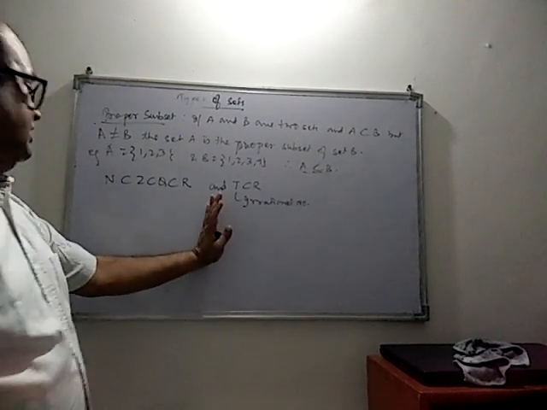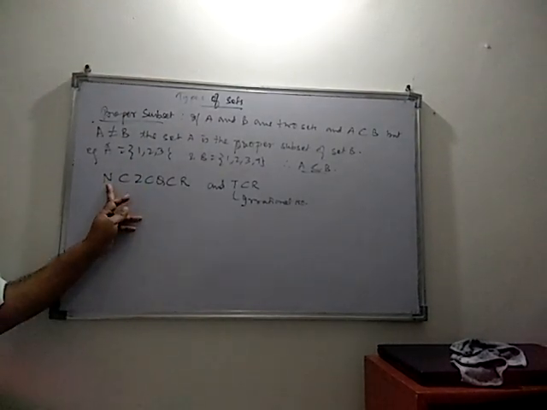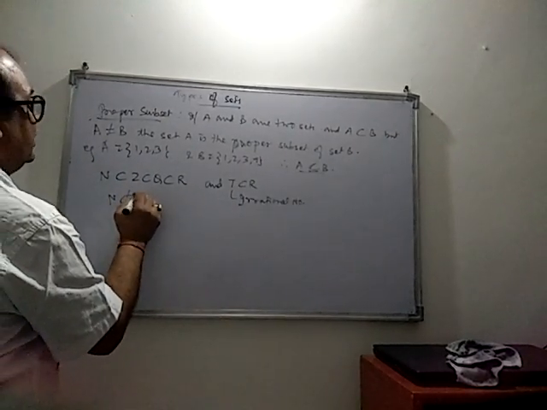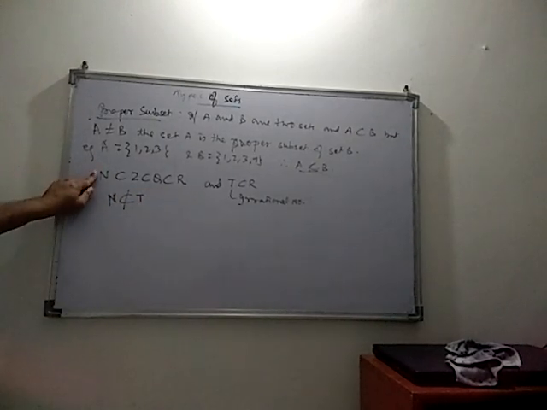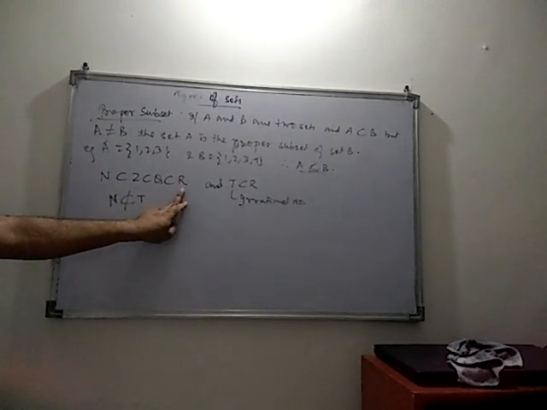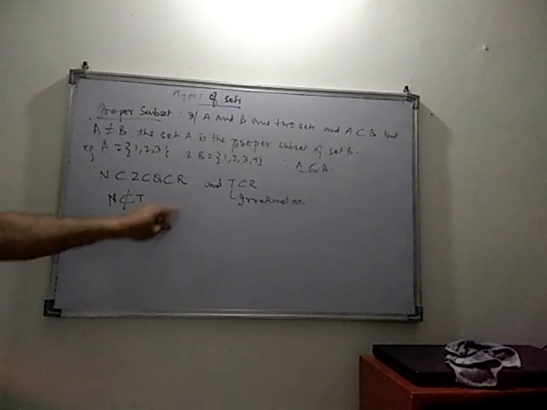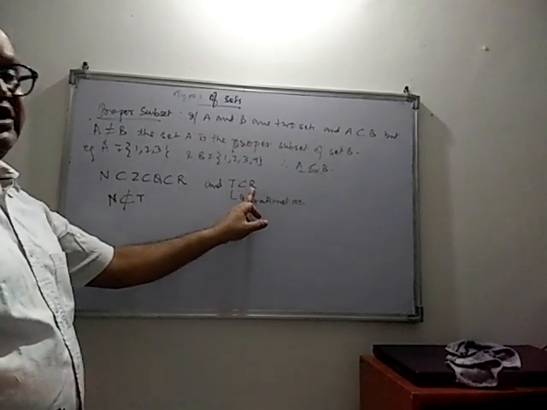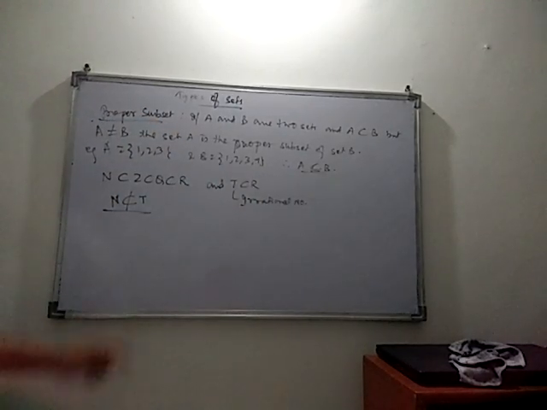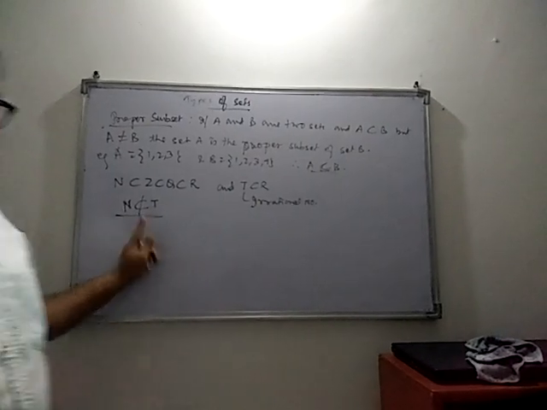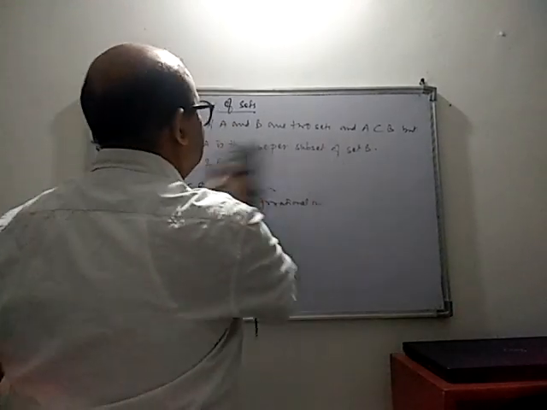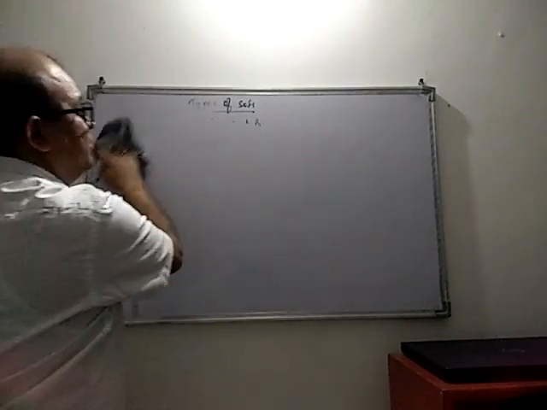But N is not a subset of the irrational numbers. So what I told: natural numbers are a subset of integers, which are a subset of rational numbers, and that is a subset of real numbers. Now, T, the irrational numbers, is a subset of real numbers, but natural numbers are not a subset of irrational numbers. These are the types of subsets.